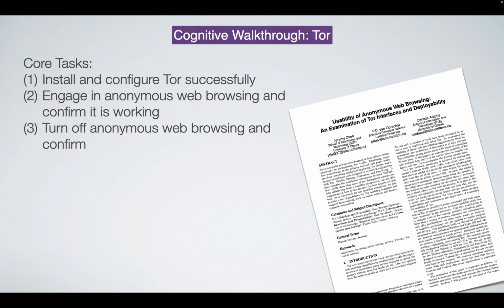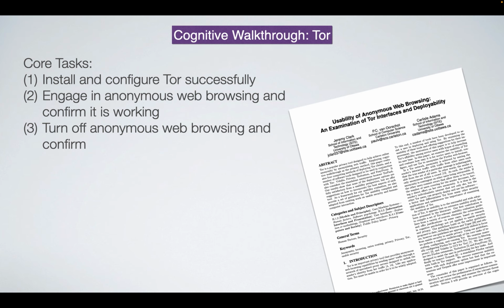Okay, so we have our core tasks. Remember, we're dual experts, so we're experts in Tor now. Everyone here, we all know Tor, how it works. We have our core tasks. What else do we need to do the cognitive walkthrough? Anyone remember?